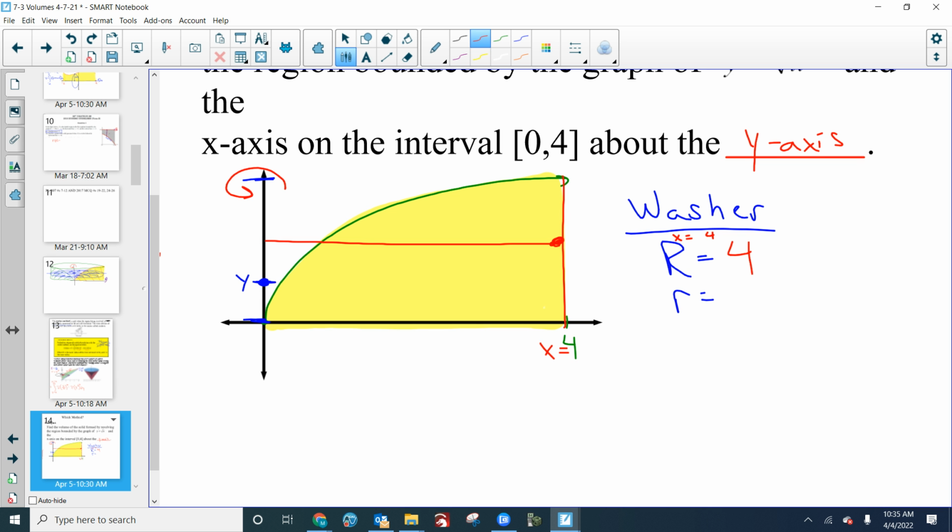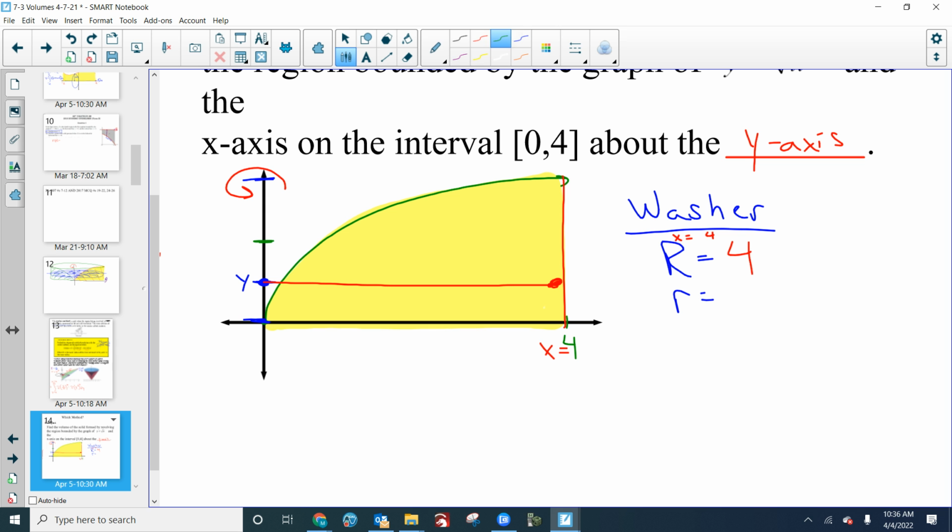Now, if I were to take x equals 4 and revolve it around the y-axis, I would have a solid cylinder, wouldn't I? That would be a solid cylinder. But I don't want that solid cylinder. I have to take away at the same value. Now, I kind of broke my own rule. I was going to do it at this y value here. Well, let's stick with it. It's at that y value.